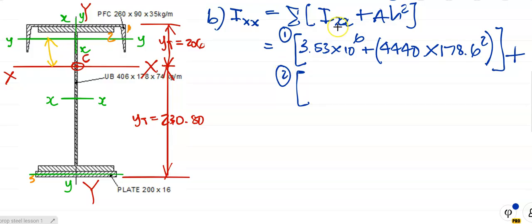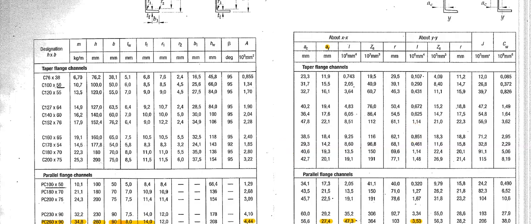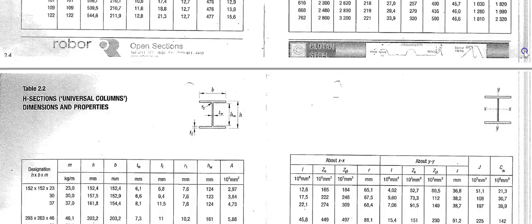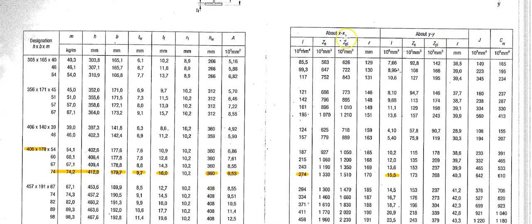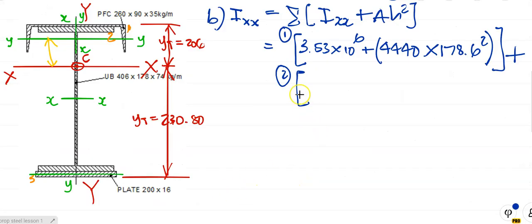What's RXX, right? RXX, do we need to work it out? No, we don't need to work it out. We go to the table and we pull out the RXX value for the I section. So I'm going to go to my table. And why do we pull out the RXX value? Because its x-axis is parallel to the x-axis of the whole cross section. So I go to the table, and yippee, it is 274 times 10 to the power 6. So it is 274 times 10 to the power 6 plus the area. What's the area? I think it is 9530 from the previous one.